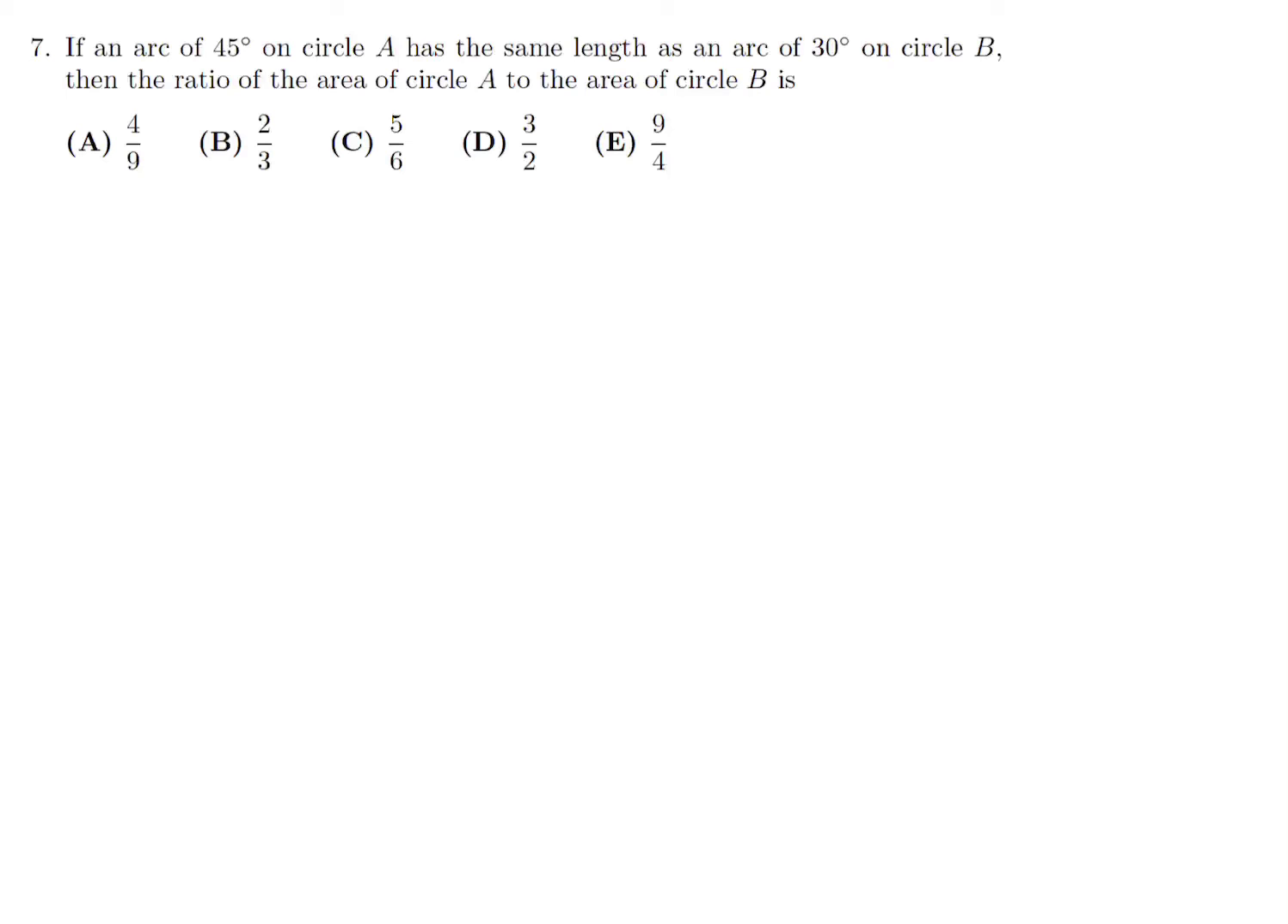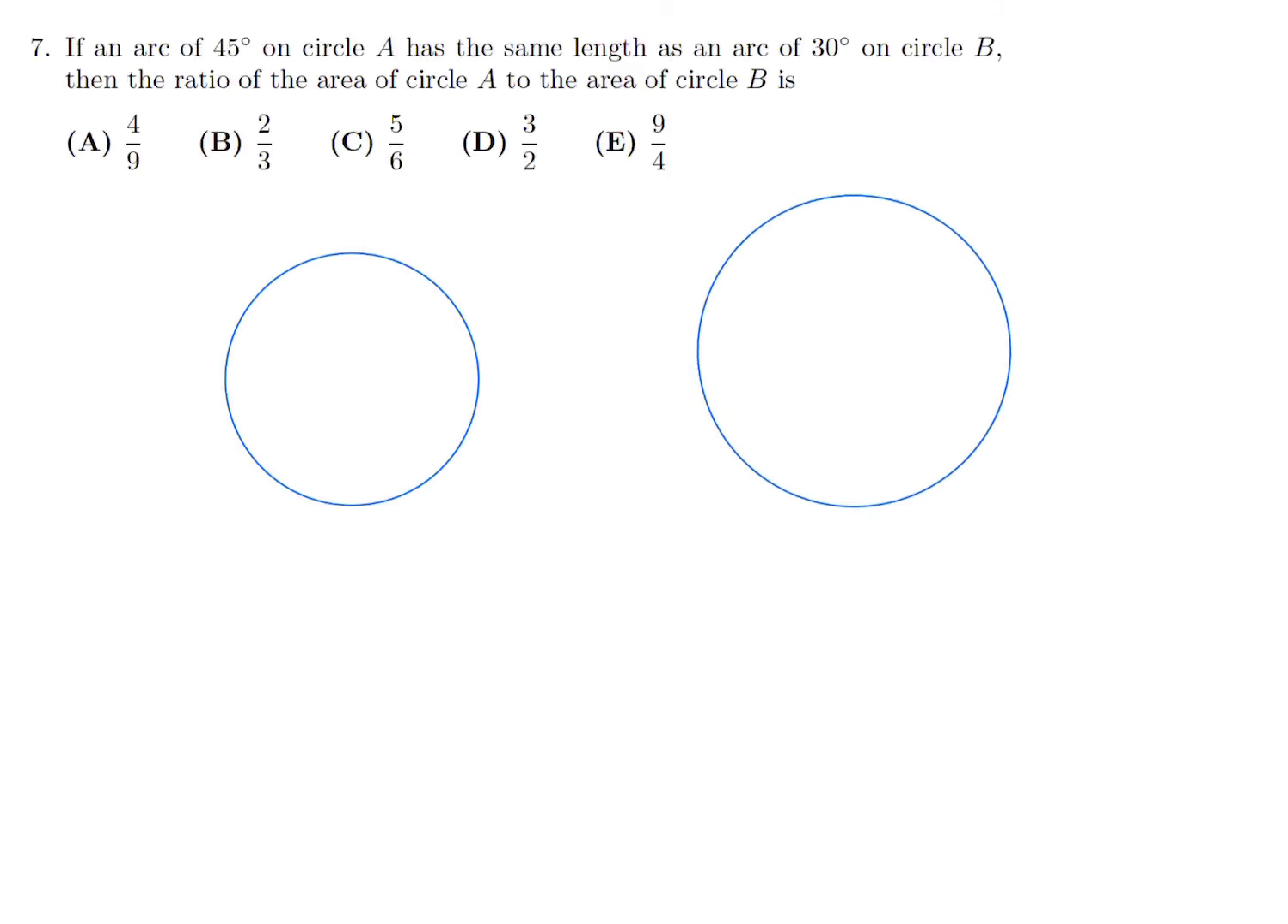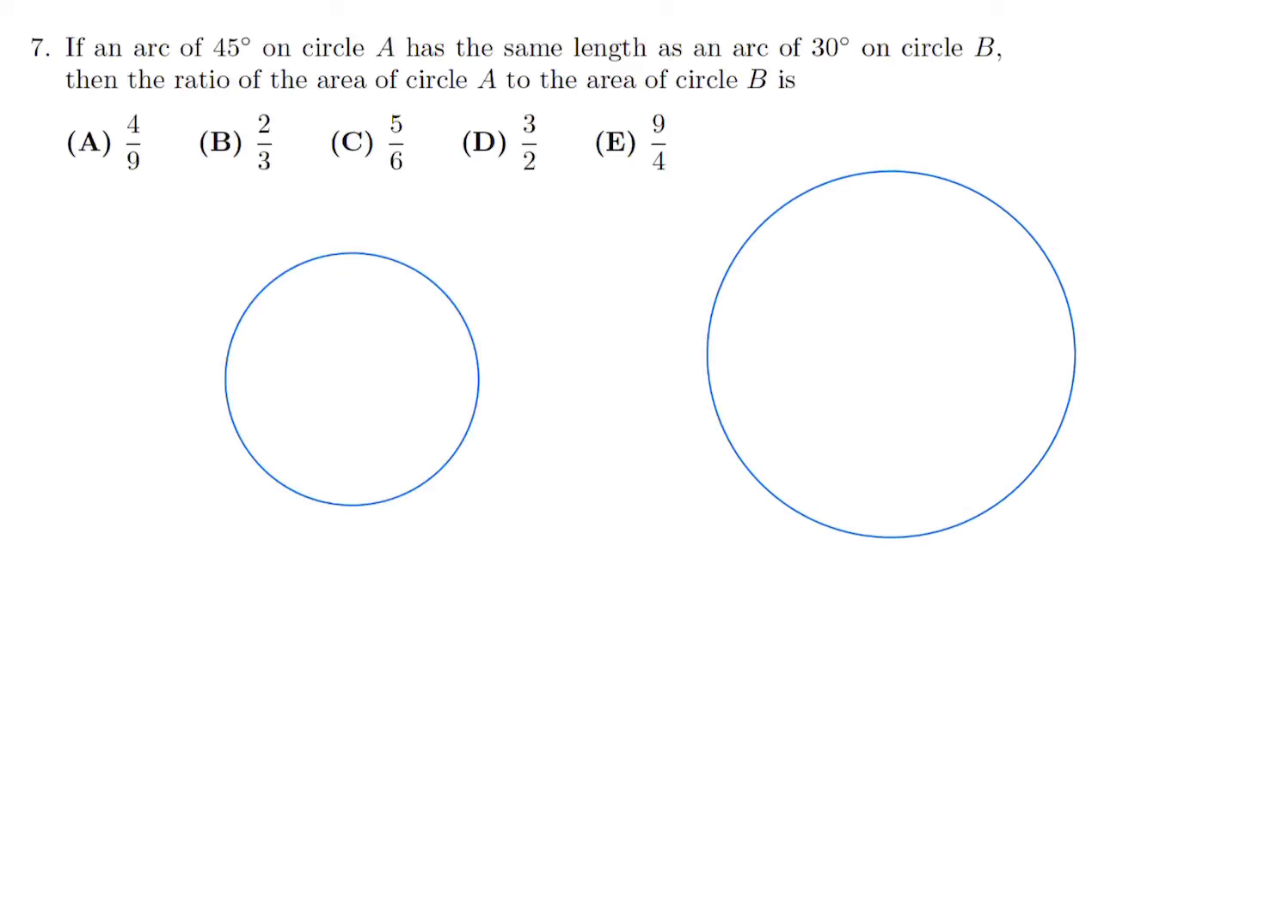So let's draw two circles. We got one circle and we got another circle like that. And basically what they're saying in this question is that you have an arc on circle A that's about 45 degrees, so approximately like that. And you have an arc on circle B that is approximately 30 degrees, so about there. And these two arcs, on circle A and circle B, have the same length. So this is the same as that. It's the same if you calculate the distance. All right?